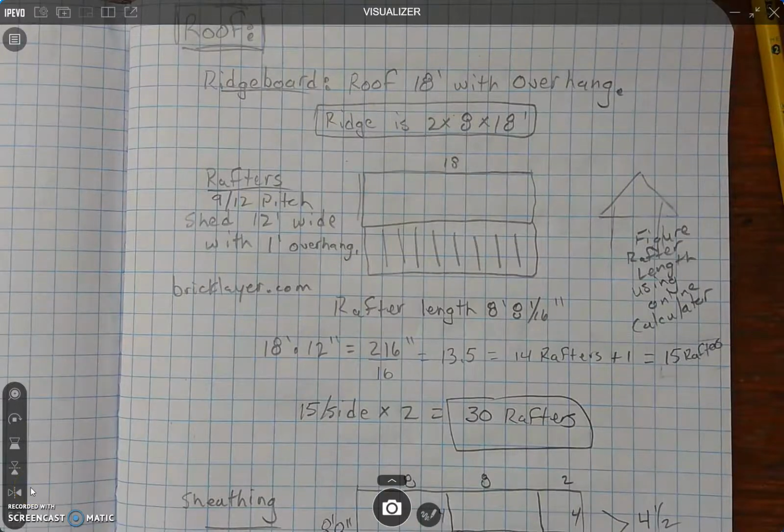Civil engineering and architecture students, this is Mr. Voigt again. We're here to do, I hope, the last installment to a series of videos to find the materials estimation for our utility shed.